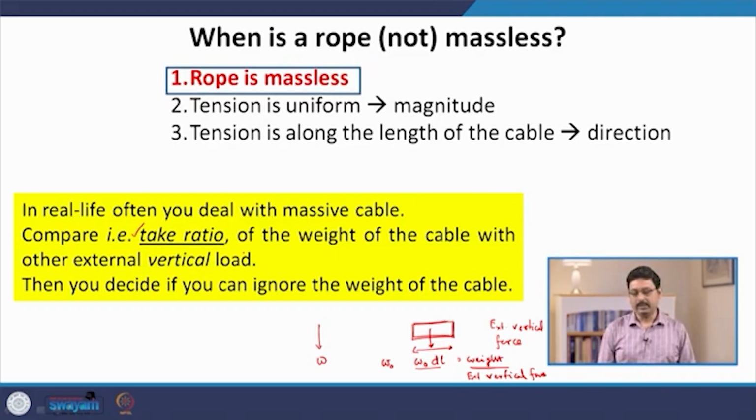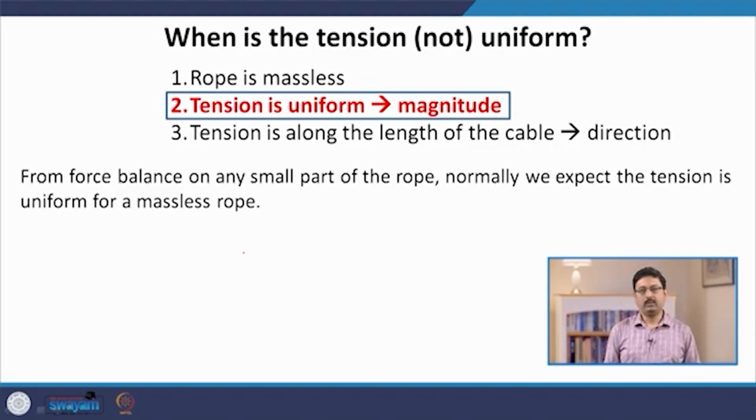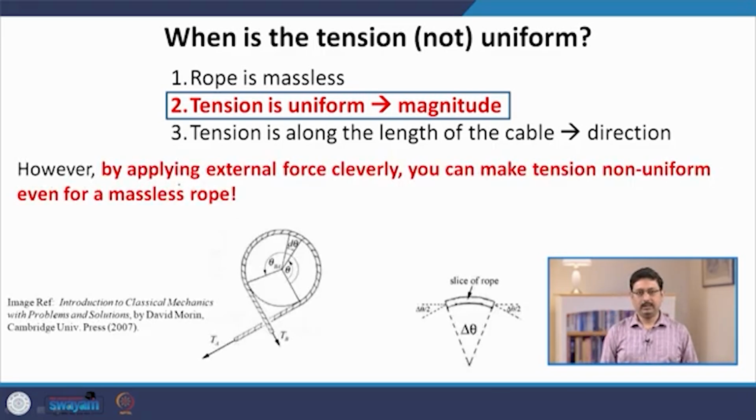whether this is justified. Our next statement that we often find in, let us say, simple textbook problems is that tension is uniform, that is, the magnitude of the tension is the same everywhere along the rope. So, this is what we normally expect from the force balance on any small part of the rope. However, there are situations where, if an external force is present, then you can control those external forces and you can make the tension non-uniform along the rope, even for a massless rope. So, this is a very common application of that fact.